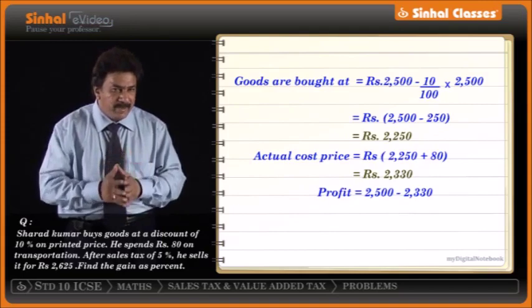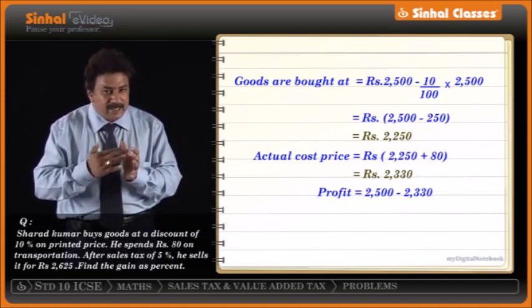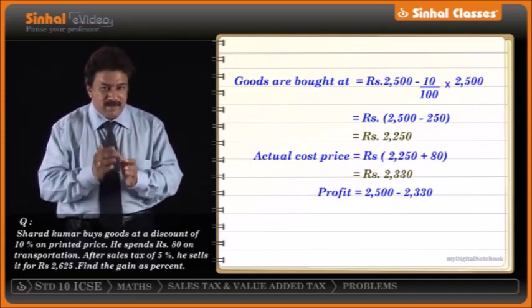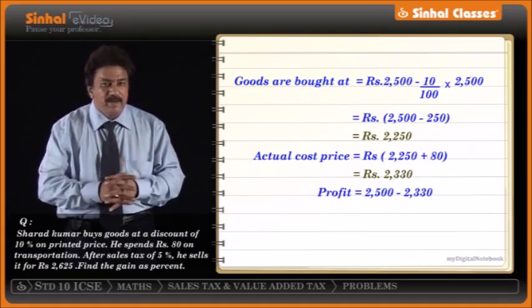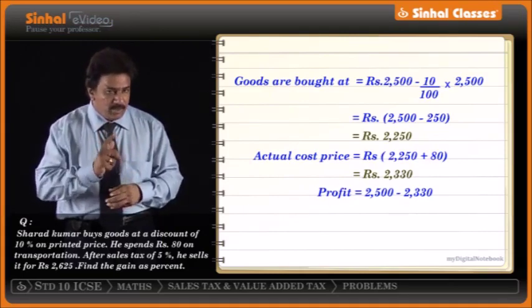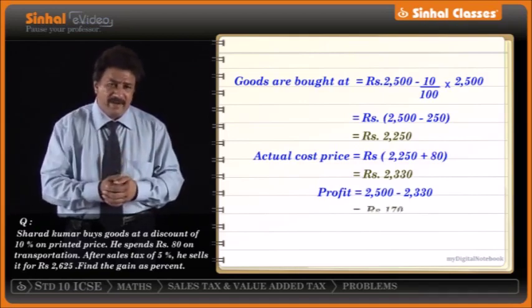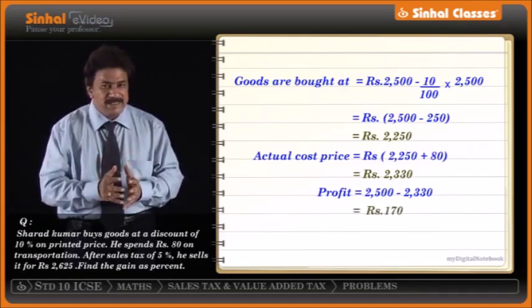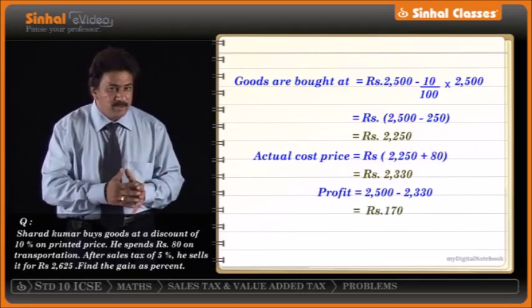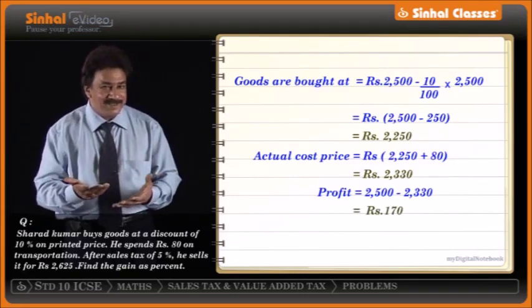Why have I taken 2500? Because that is the price which excludes the sale tax. That's the money which is coming to Sharad Kumar. So 2500 minus 2330, that is rupees 170. So I got a profit of 170. I got a cost price also with me. So I can find the profit percentage.